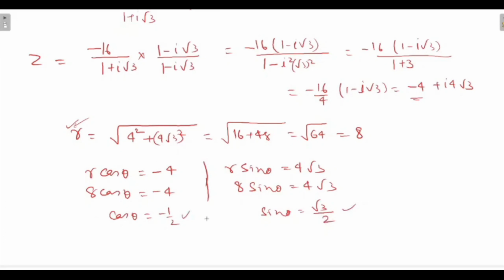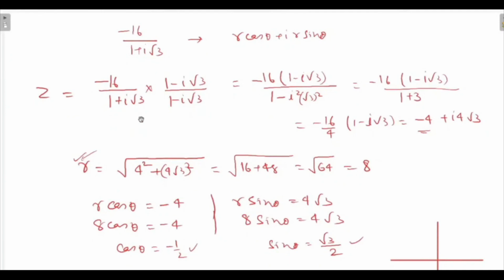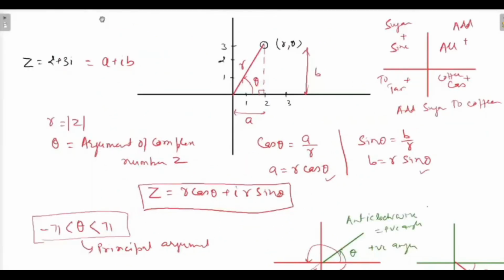So in which quadrant will this theta lie? Sin theta is positive, cos theta is negative. Let's look at the formula which we had: all sin tan cos, or add sugar to coffee, right? This is my first quadrant. I didn't tell you quadrant probably. This is my second quadrant, this is my third quadrant, and this is my fourth quadrant, right?